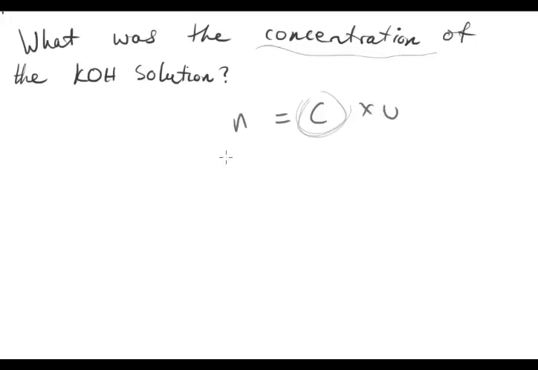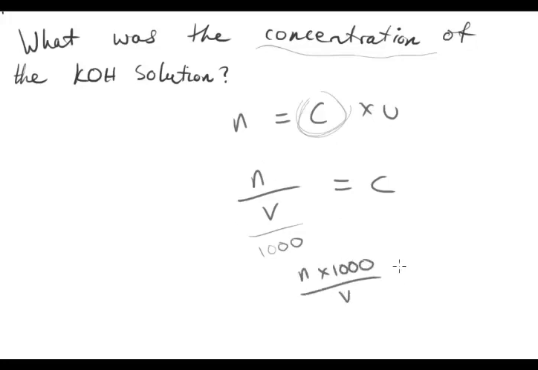So what we do is we divide this by this. So we'd basically say that number of moles divided by volume is equal to the concentration, and this volume is actually 1,000th of the stated, like we need to divide that by 1,000, and if we divide it by 1,000, this is basically the same as saying number of moles times 1,000 divided by volume equals the concentration.